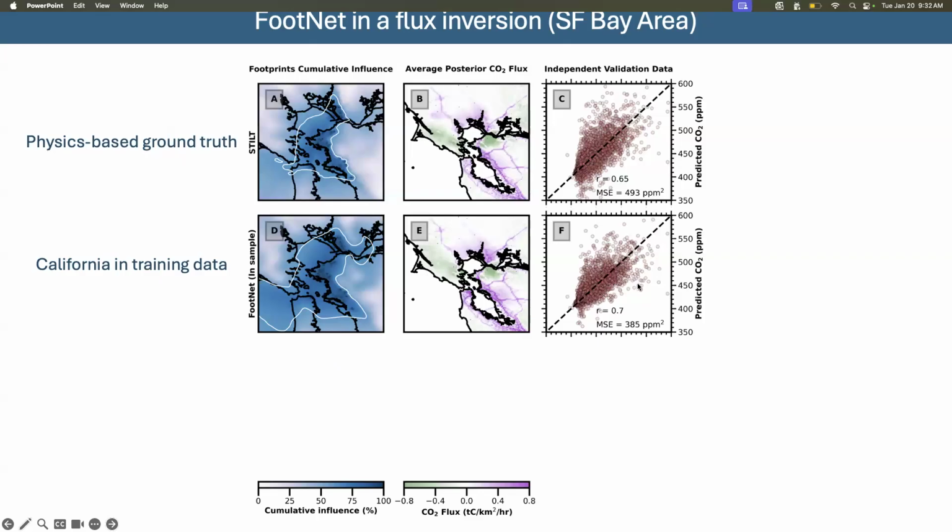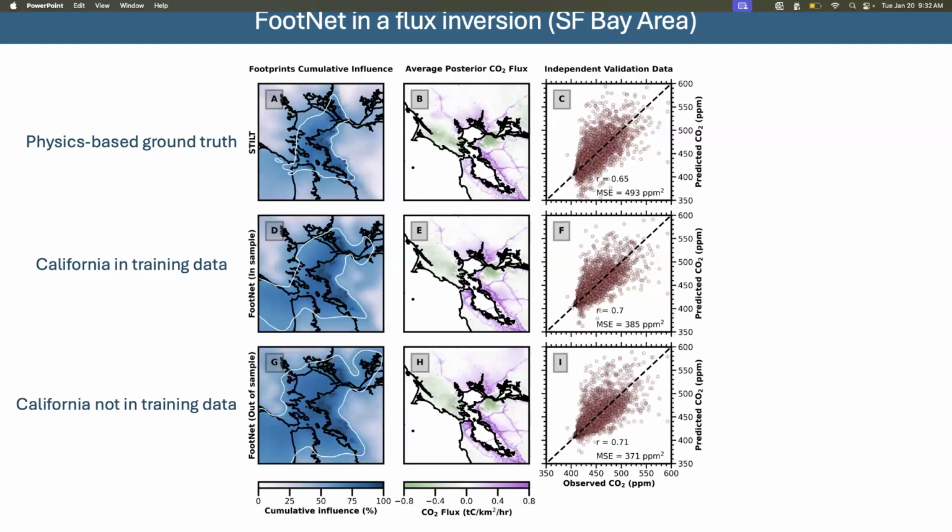But if we look at the independent validation, we see that there is a better agreement between the observed CO2 and predicted CO2. For example, the correlation coefficient is much higher, and mean squared error is also about 15% or more improved. Then I trained another model without using California data in the training data. Also, this inversion was done in year 2020, but we only used here data from 2021. So we did not use California data, as well as we did not use any data from the same temporal domain, just to do a true out of sample test here.